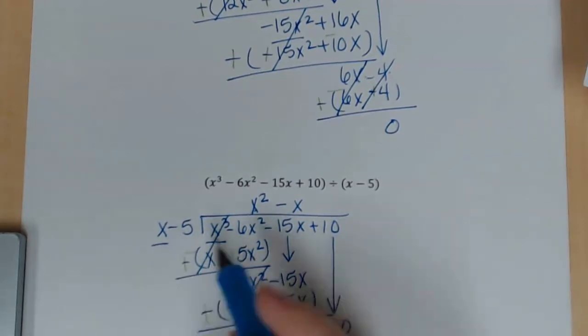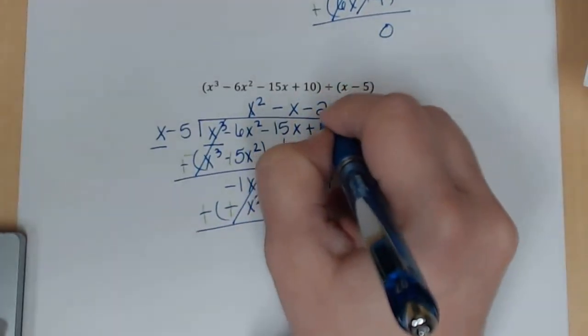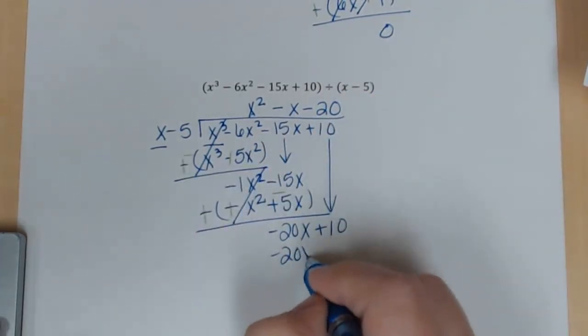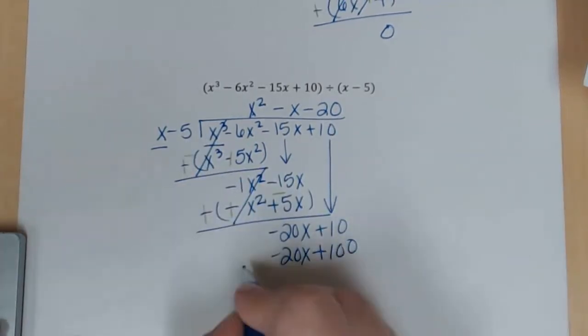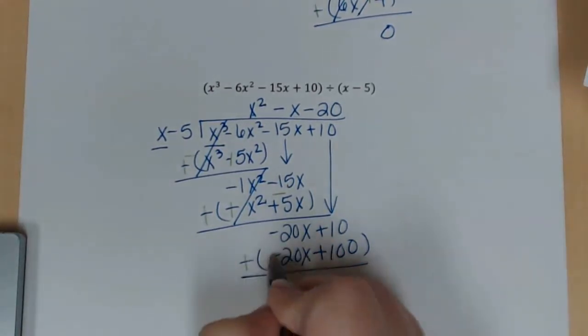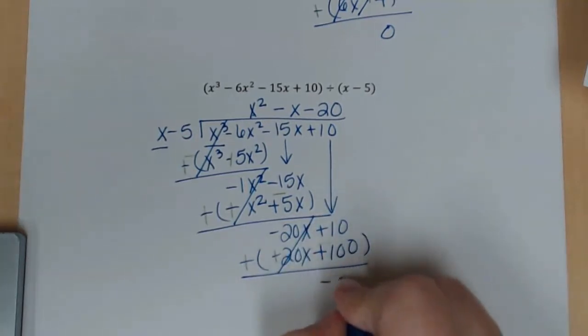Then compare. X times what would give you negative 20x? That would be minus 20. Multiply. Negative 20 times x is negative 20x. Negative 20 times negative 5 is positive 100. I'm going to subtract this thing, so I want to change all my signs. This cancels, and I'm actually left with negative 90.